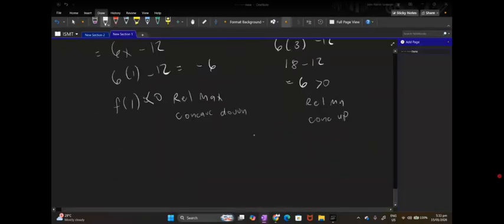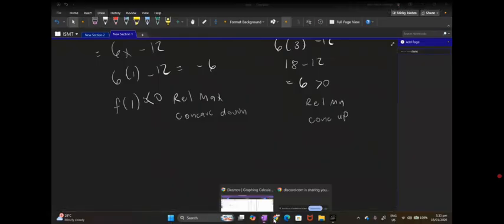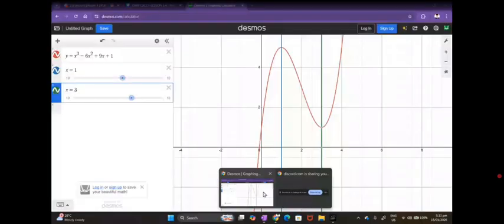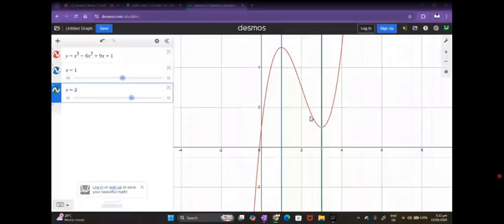X is equal to 1 is our relative maximum, and it's concave downwards, di ba? When we look, di ba? Concave downward siya. Pababa siya. Pero it's increasing here. Increasing siya and decreasing. Pagdating here, x is equal to 3, it's relative minimum, and it's increasing ulit.